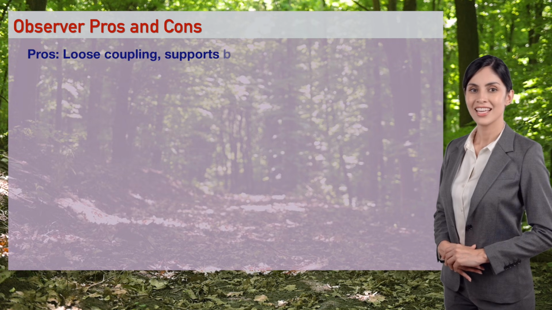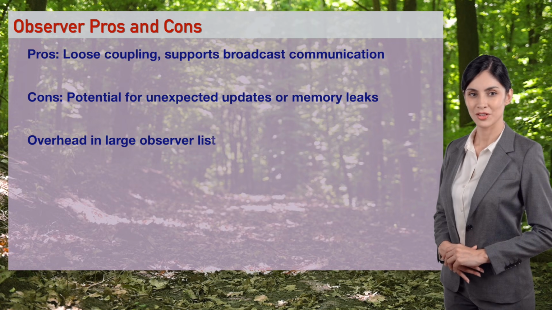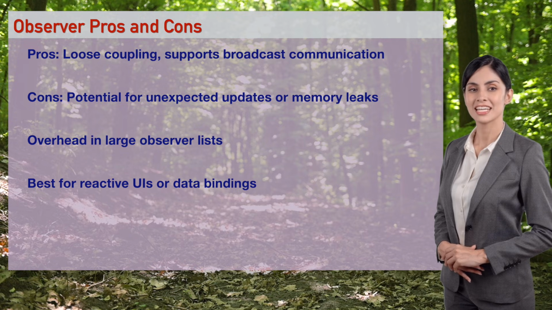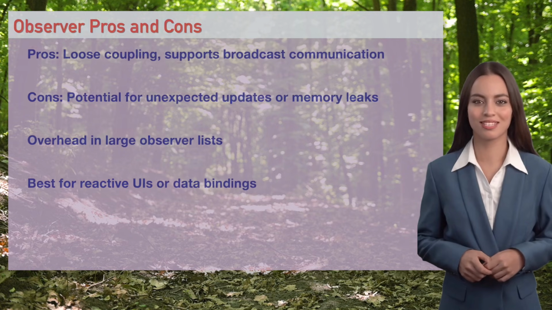Pros of Observer: it achieves loose coupling between the subject and observers, meaning you can add or remove observers without modifying the subject, and it supports broadcast style communication where one change notifies many. Cons include the risk of unexpected updates if observers aren't managed properly, potential memory leaks if observers aren't detached, and performance overhead when dealing with very large lists of observers that need frequent notifications. It's best applied in reactive user interfaces or data binding scenarios where real-time updates are crucial. Balance is power with careful management.